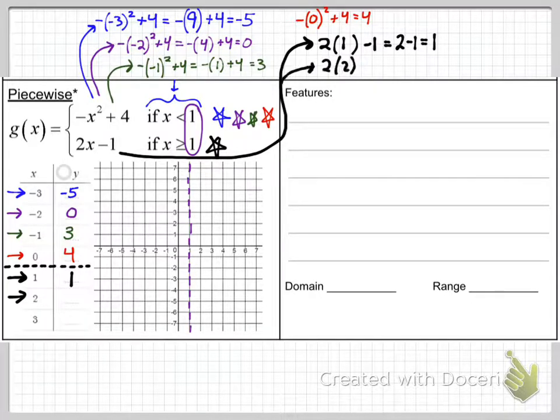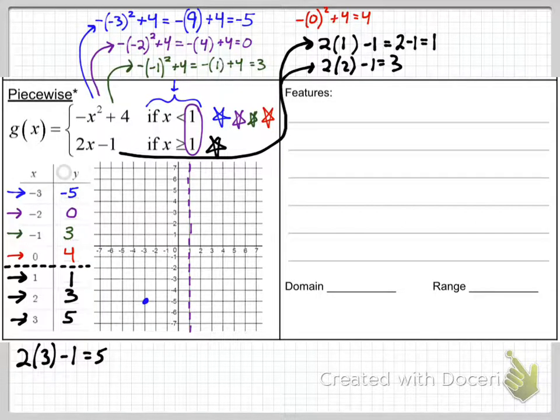So let's apply 2 now. Now that I apply 2, we're going to use the bottom again because x, 2, is greater than or equal to 1. When we plug it in, we get 3. So 2 comma 3 is a point. And the last one, I'll just write down right here. Plug in 3 because it's greater than or equal to 1. 2 times 3 minus 1 is 5.